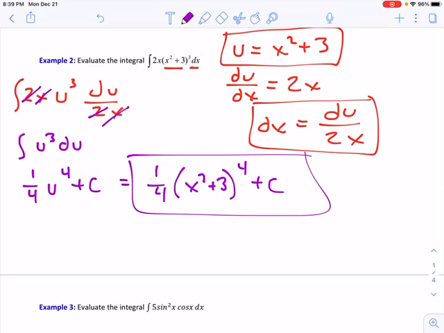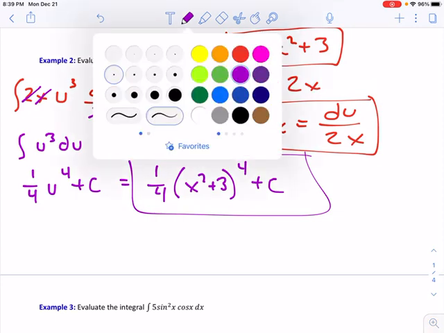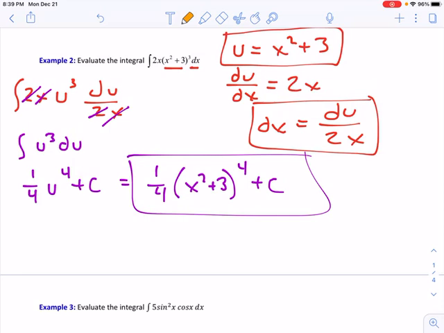Now you could check either one of these problems to see if it's correct by simply taking the derivative. In fact, let's do that with this particular problem. If I take the derivative of this, I'm going to use the chain rule. So the 4 comes out times the 1/4 times x squared plus 3 to the n minus 1 power times the derivative of what's in the parentheses, which would be 2x. These all cancel, and so what we have is 2x times x squared plus 3 cubed, which is what we started with. Voila, it worked.